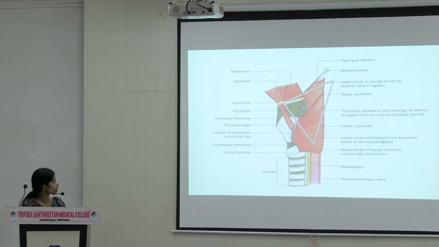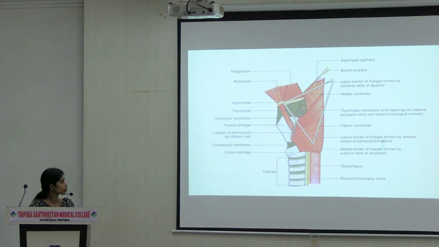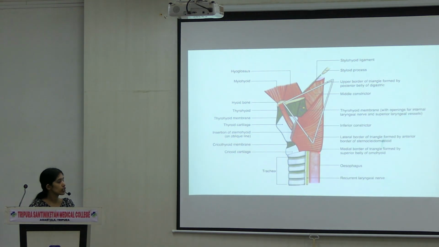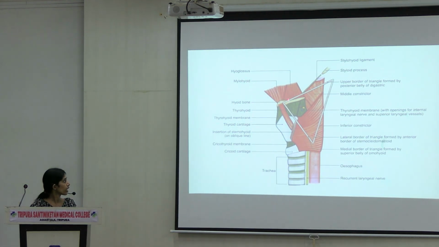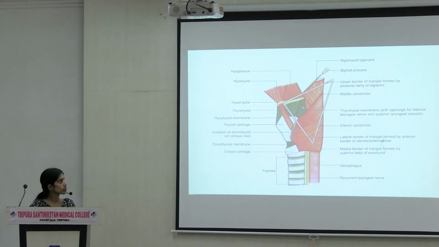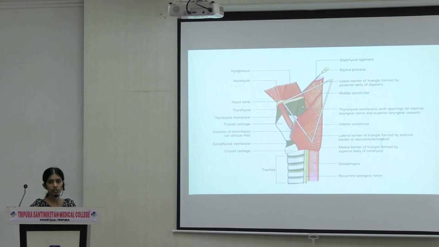Okay. Any other structure you can notice here? Superior belly of omohyoid, which forms the medial border of the triangle, and the lateral border of the triangle is formed by the anterior border of the sternocleidomastoid. So here we can see the sternocleidomastoid muscle, and here we can see the superior belly of the omohyoid muscle. Okay. And what about this? This is the upper border, which is formed by the posterior belly of the digastric muscle.